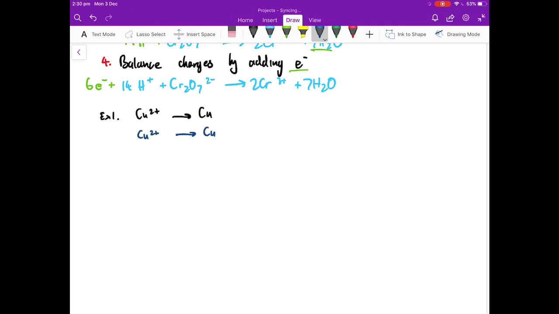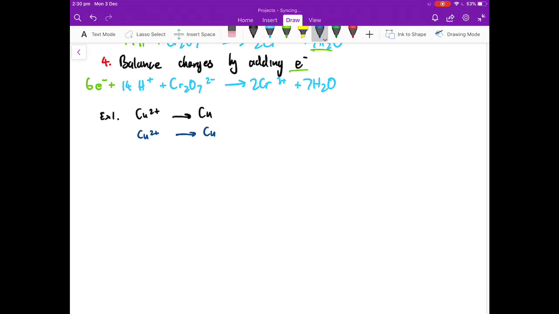Step number 1 is to balance everything except oxygen and hydrogen. Looks like that's already done for us. Step number 2 is to balance the oxygens. There aren't any. Step number 3 is to balance our hydrogens, and once again there aren't any. So we can skip straight to number 4, which is balance our charges by adding e minus.